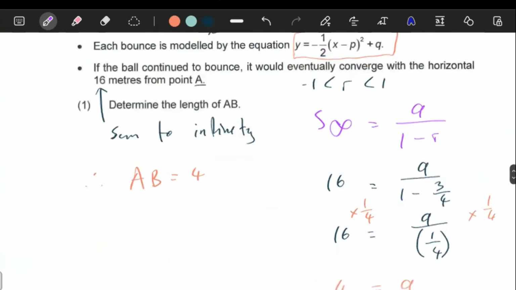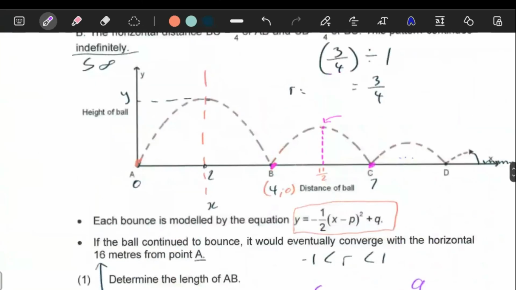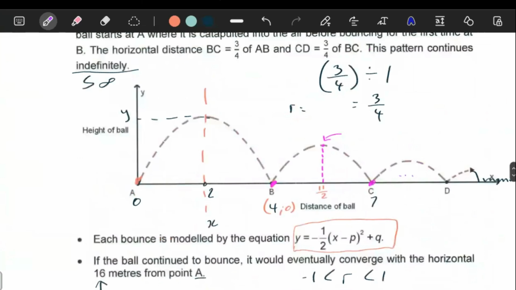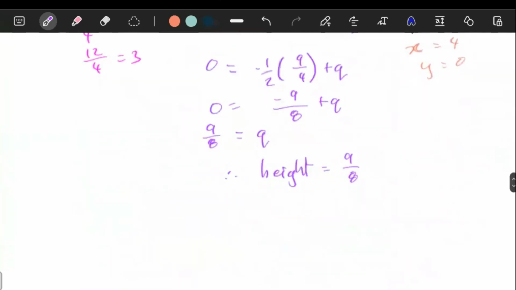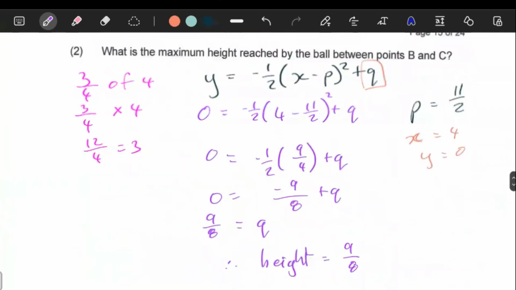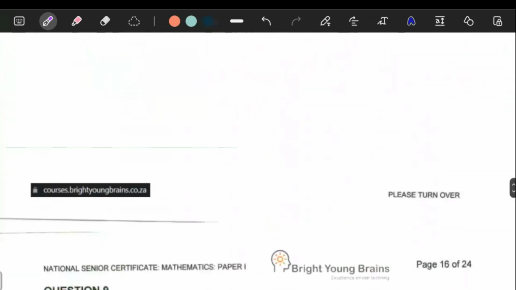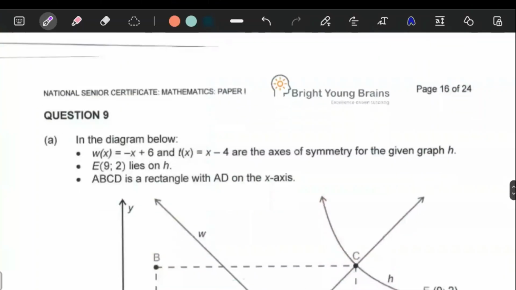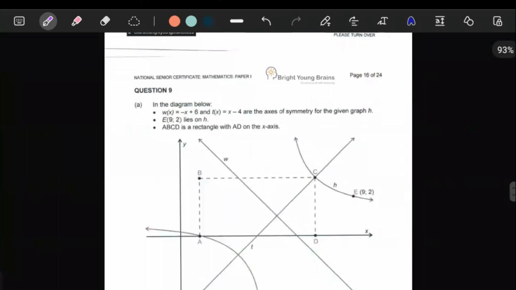So quite an interesting question. Nothing crazy, nothing major. The fortunate thing is we just have to remember that this is all happening on a Cartesian plane. Let's keep moving forward to question number 9. Question number 9, we have some more functions questions.